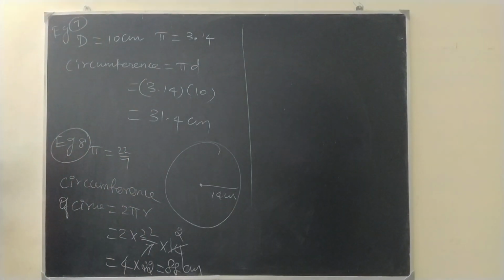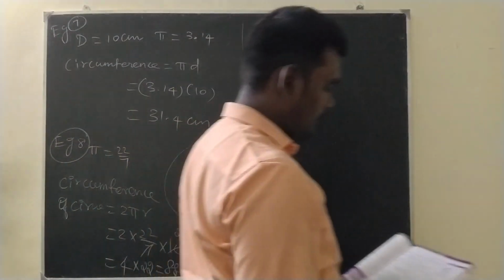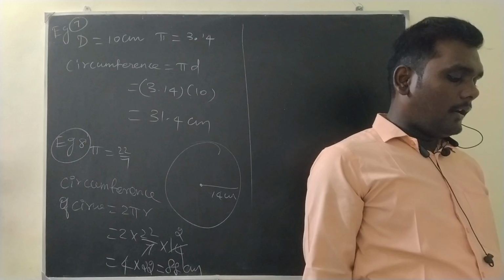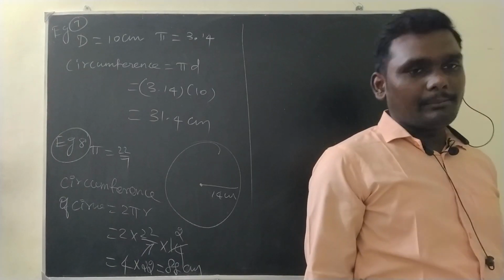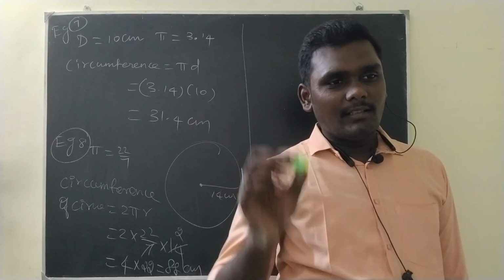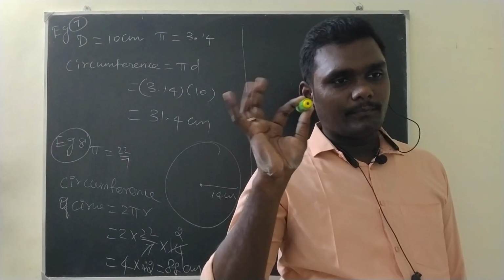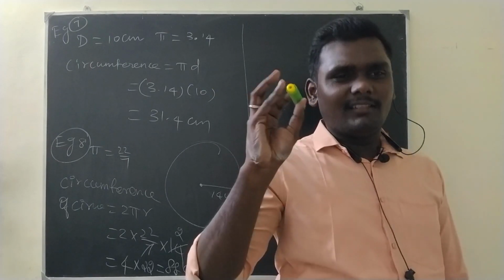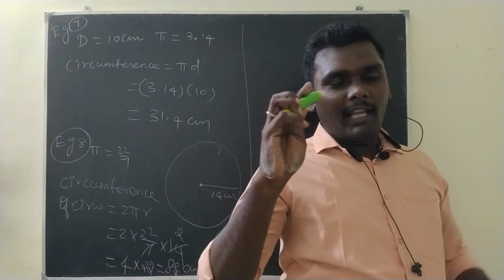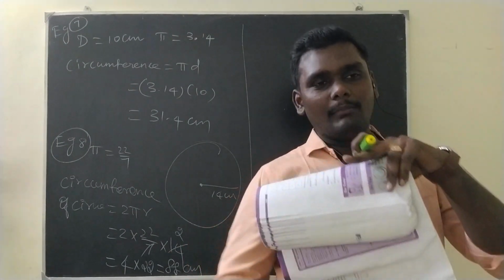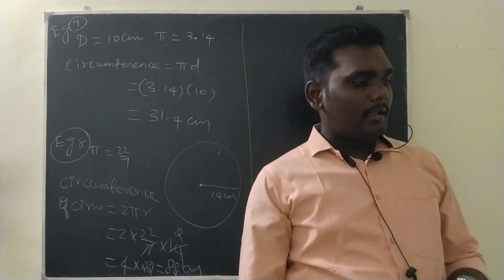Next, example 9. If the radius of a circular pipe is 10 centimeter, what length of tape is required to wrap once around the pipe? What kind of question is this? Consider this chalk holder as a pipe. Pretend that its radius is 10 centimeter. When we wrap tape around this, what will you get?